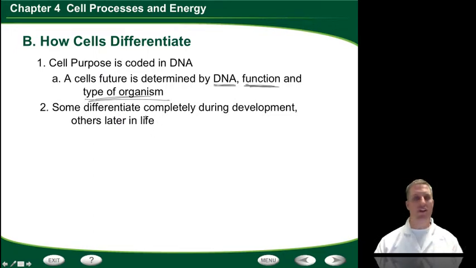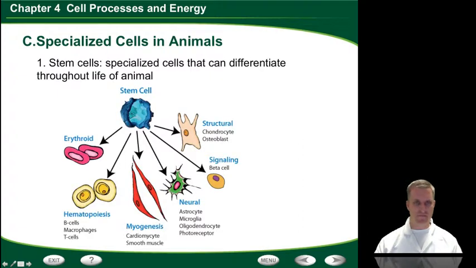Some cells differentiate completely during development, so all those particular cells are done. A classic example of that is a female human is born with the amount of eggs she's going to have for her life. That's actually already differentiated. Those cells are already done. But then there are other cells like red blood cells and white blood cells, which are going to happen later on in life. Now let's talk about the two different types of organisms, really, how specialization happens.